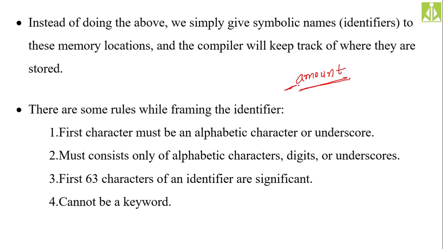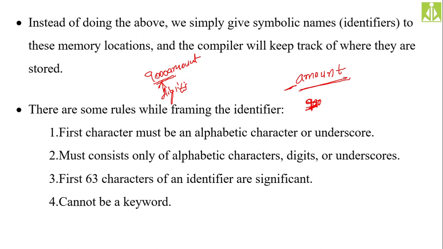Like this you can also give underscore amount, but you can't give 9000 amount. The reason for this is that the first 4 characters here are digits, and digits are not allowed as the first character in your identifier name. The first character must be an alphabet or an underscore. No other character is allowed.